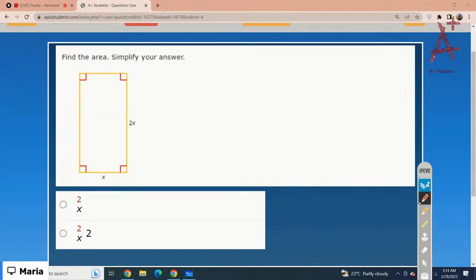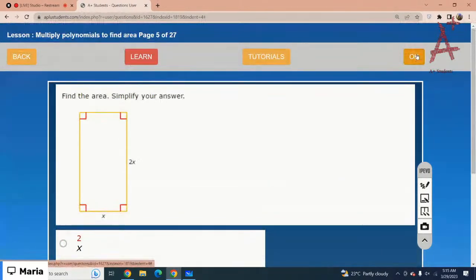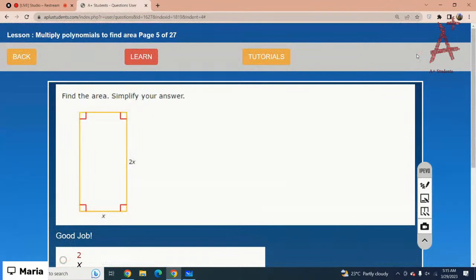You are multiplying 2x and x. 2 times 1 is 2, and x both have 1 power and you are multiplying, so their powers are adding. So it would be 2x square. Got it? So the correct option is 2x square. Option number 2 is the correct option. Be careful when multiplying the variables.